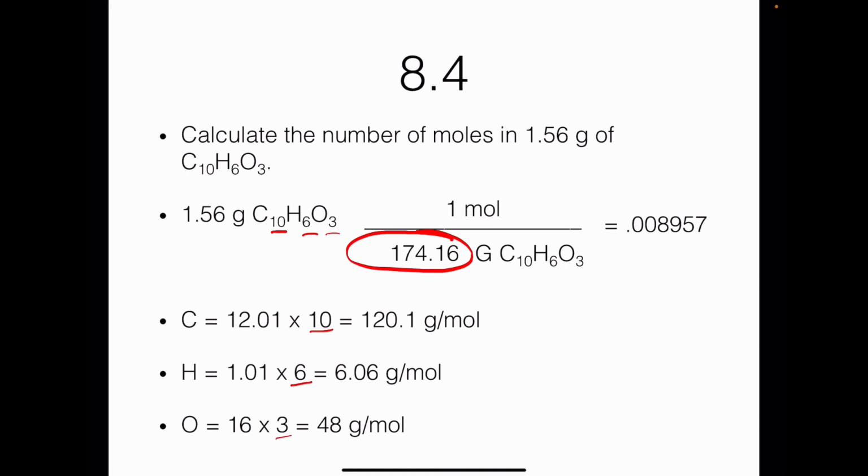Not exactly. So I could represent sig figs here, but remember, we're not really looking at that. If you were representing sig figs, it would be just a little bit different, 0.00896. But what's more important than that is the unit in this case. So we need to remember to have the unit of our final answer. So I would accept 0.008957 moles of C10H6O3.